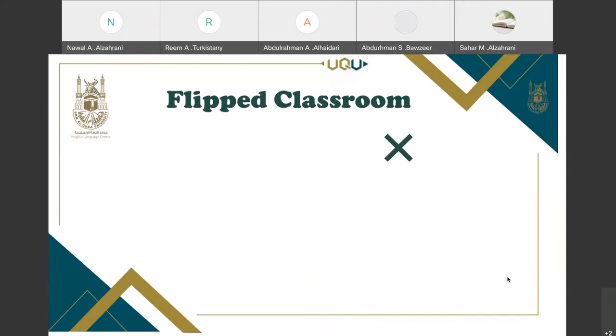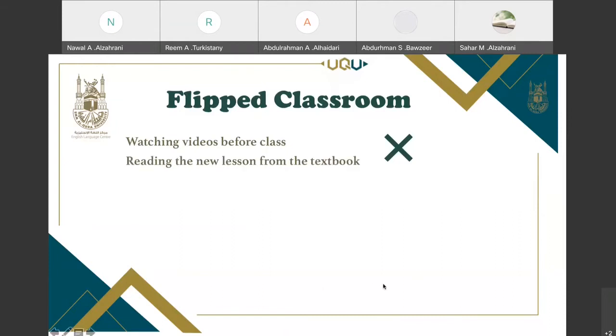This is a misapplication of the flipped classroom. The idea is much bigger than that. It's a framework. It's not a process. There should be some objectives for this idea. It's not about watching videos before class only. It's not about reading the new lesson from a textbook. The idea is much bigger than that. Yes, there are videos. Videos are very essential here, and there are some criteria for choosing and making the videos, but it's not all about that.